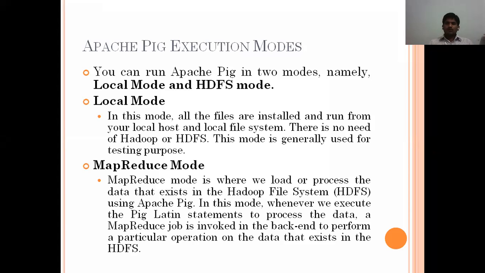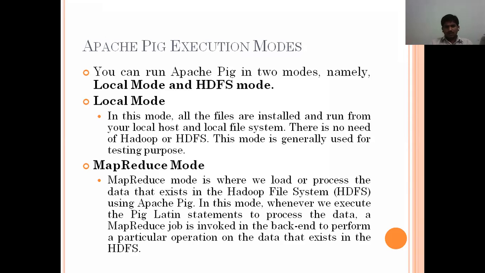So before performing the full operation on Pig Latin statements, we can test whether the statement is going to produce the desired result or not. For testing purposes, we can check it. Then once the test is confirmed, we can directly go to map reduce.